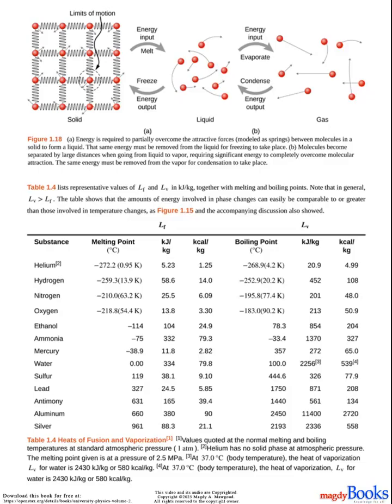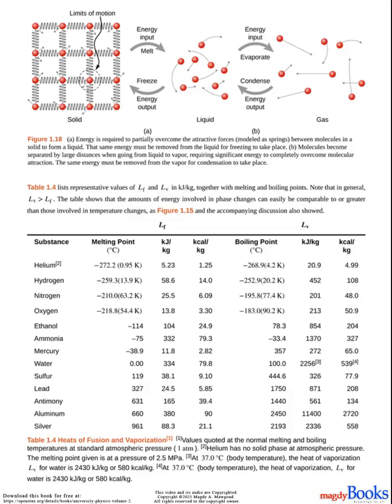Table 1.4 lists representative values of LF and LV in kilojoules per kilogram, together with melting and boiling points. Note that in general, LV is greater than LF. The table shows that the amounts of energy involved in phase changes can easily be comparable to or greater than those involved in temperature changes, as Figure 1.15 and the accompanying discussion also showed.